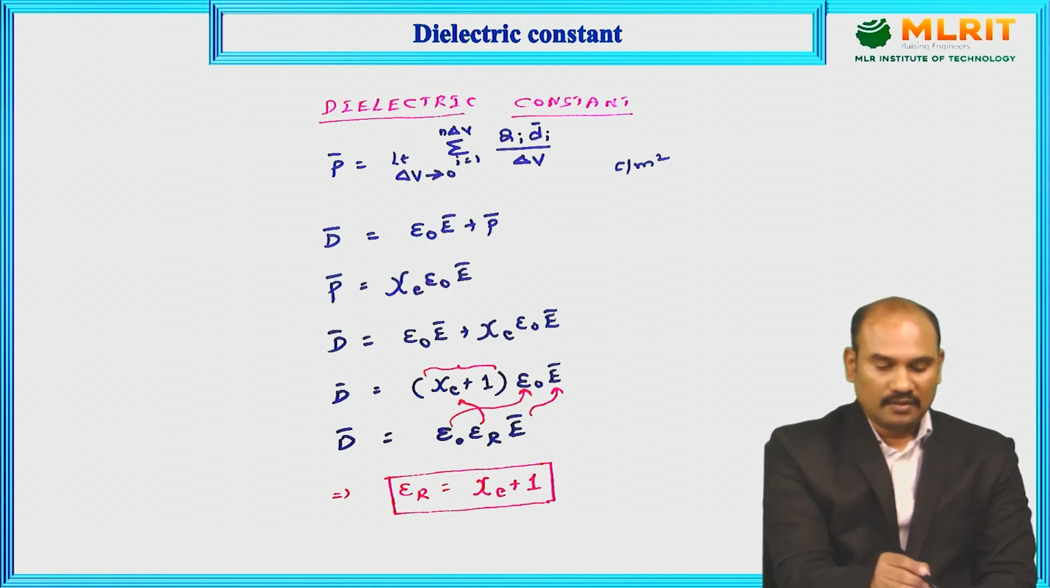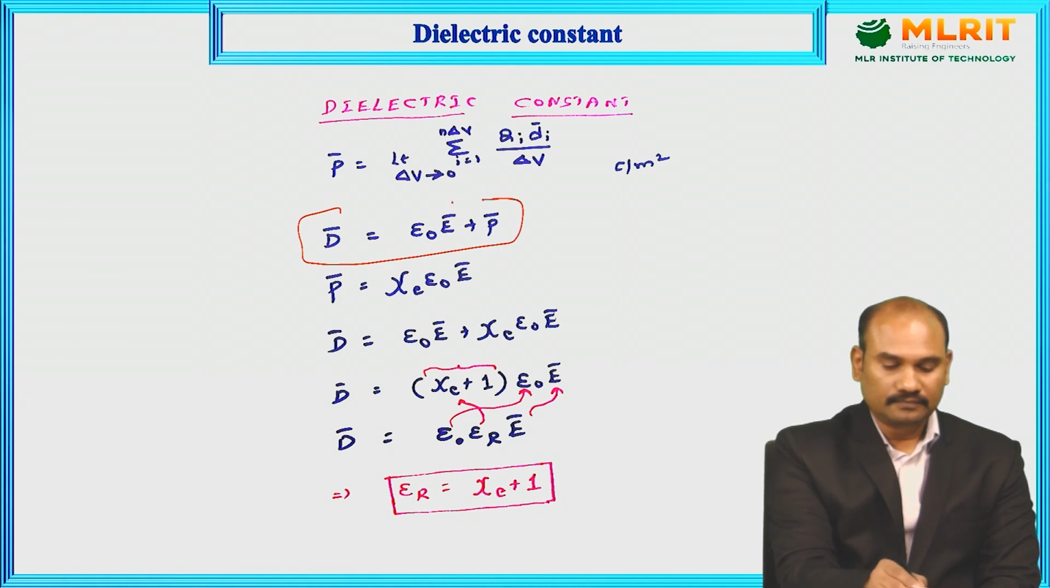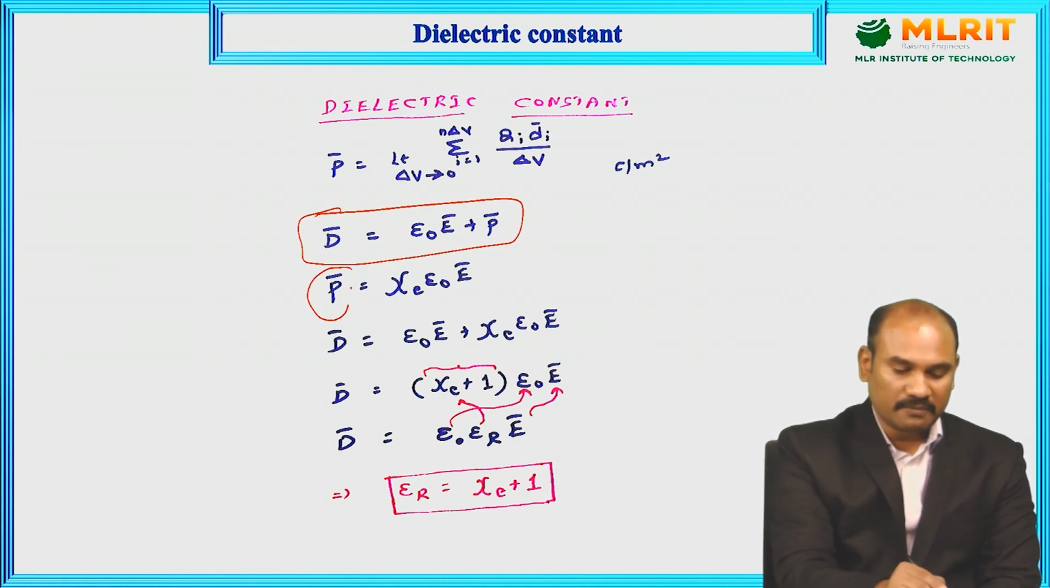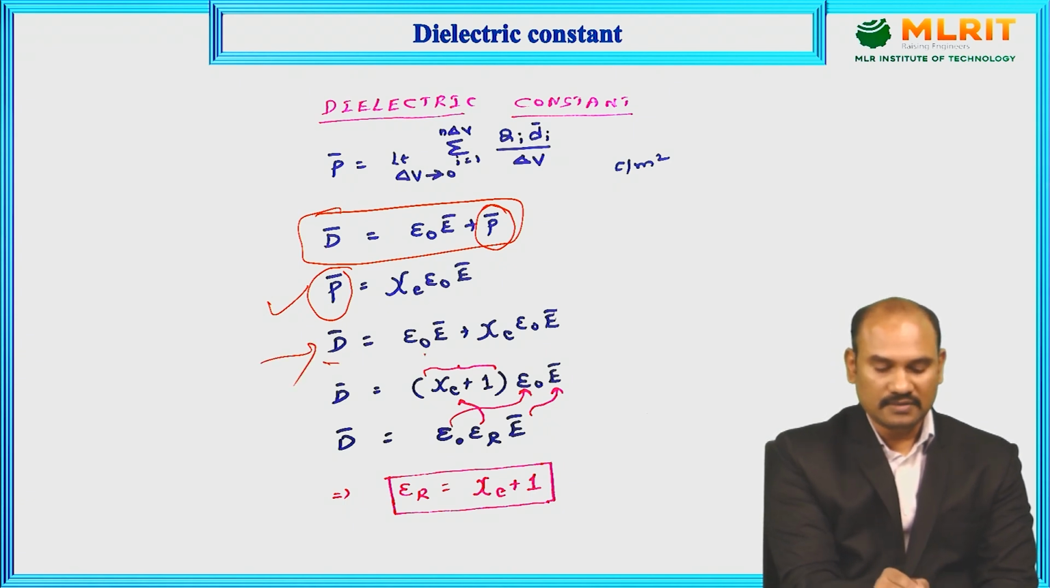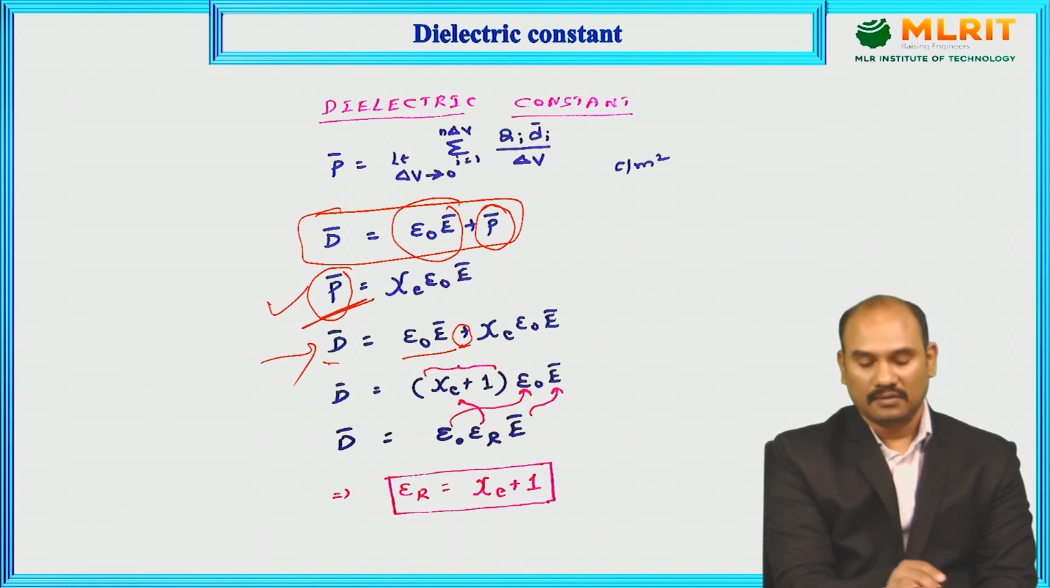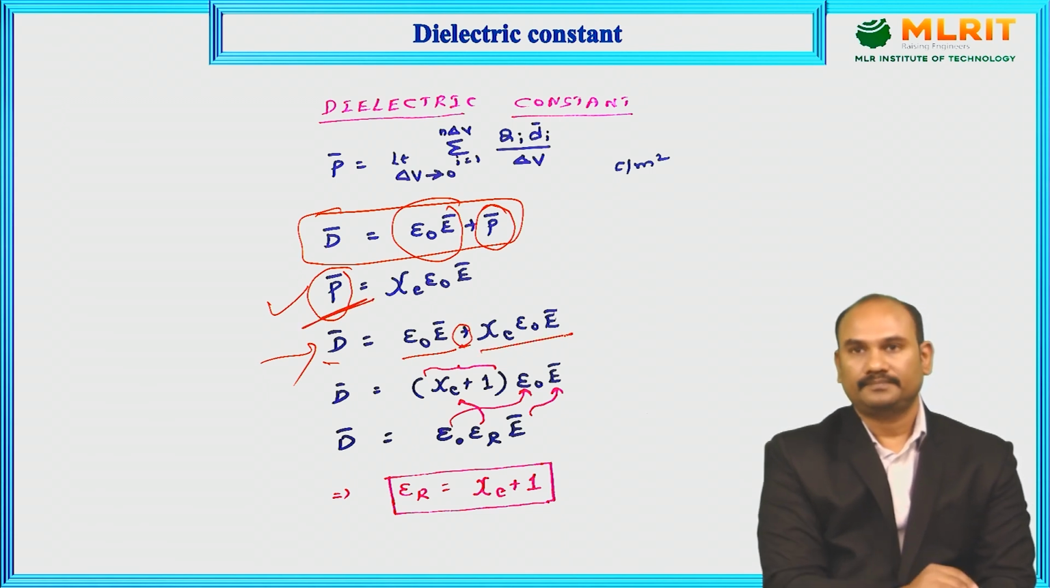Now, take this equation. Now, you know the expression for P bar. Substitute this P bar expression here. Then I get this expression. So, D bar is epsilon E bar as usual plus, substituting for P bar, xi epsilon E bar.